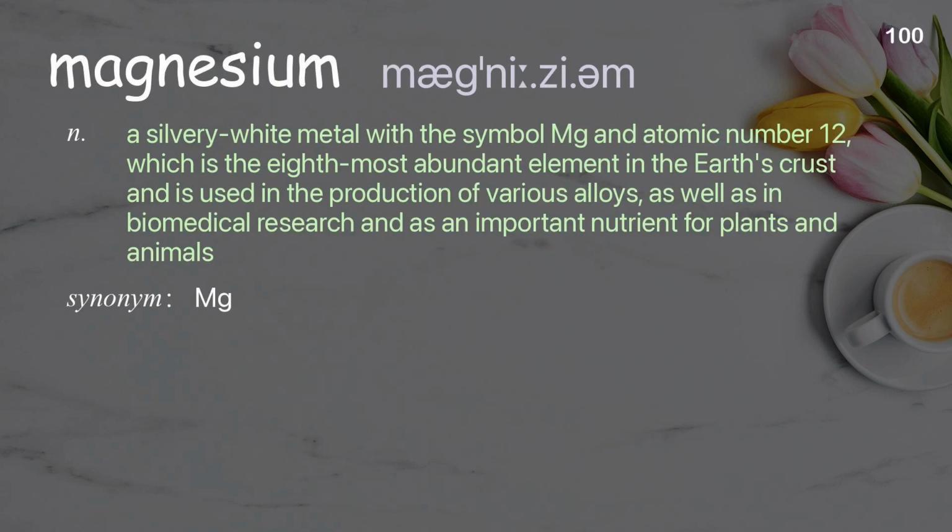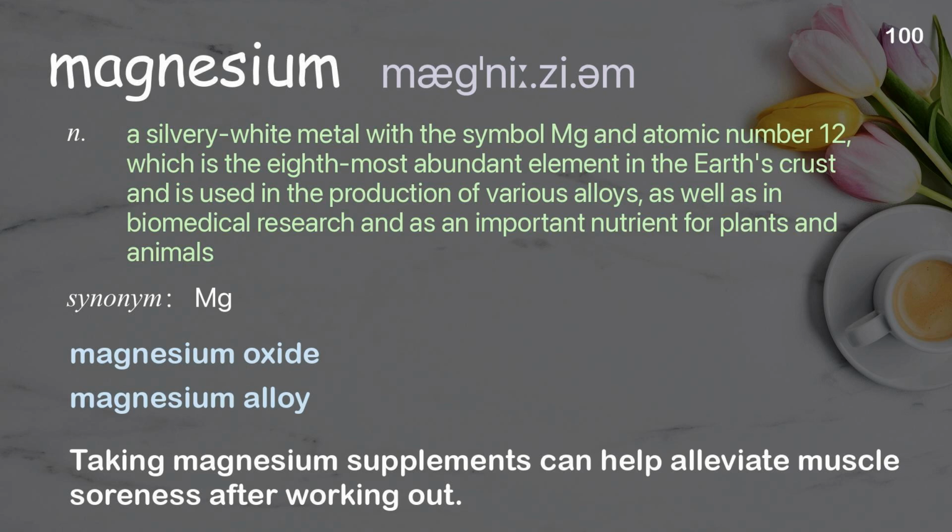Magnesium: a silvery white metal with the symbol Mg and atomic number 12, which is the eighth most abundant element in the Earth's crust and is used in the production of various alloys, as well as in biomedical research and as an important nutrient for plants and animals. Examples: magnesium oxide, magnesium alloy. Taking magnesium supplements can help alleviate muscle soreness after working out.